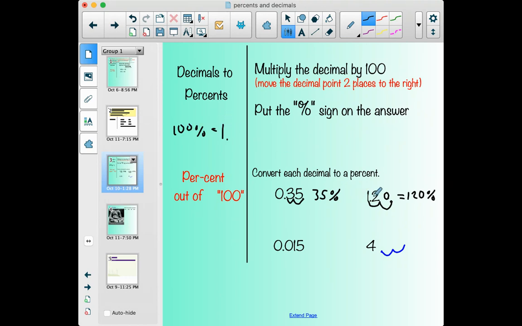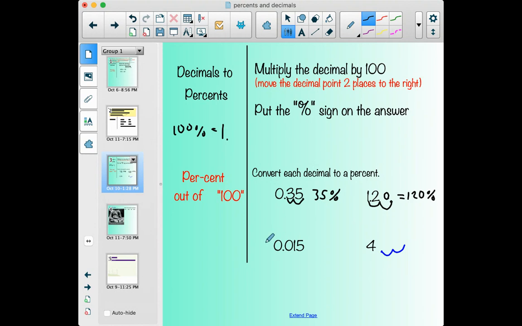So if we look at this number, it was 1.2. Well, 1.2 is more than 1, which means we should end up with a percent that's more than 100%. On the other hand, this was 0.35, which is less than 1. So you may notice we got a percent that's less than 100%.